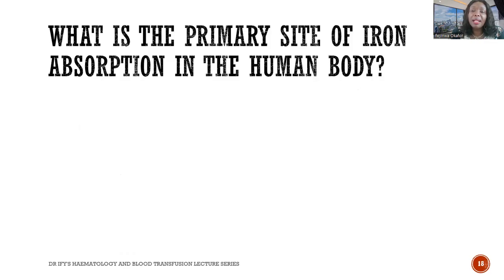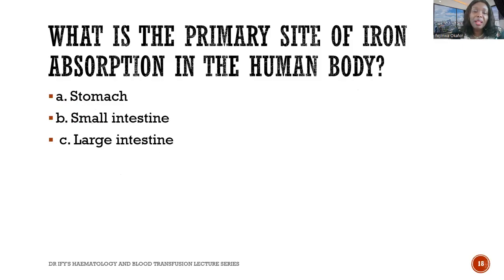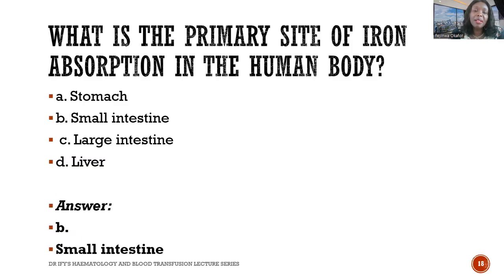What is the primary site of iron absorption in the human body? Stomach, small intestine, large intestine, liver. Answer B, small intestine is the primary site of iron absorption in the body. The proximal duodenum is actually the site of iron absorption, is a part of a small intestine.